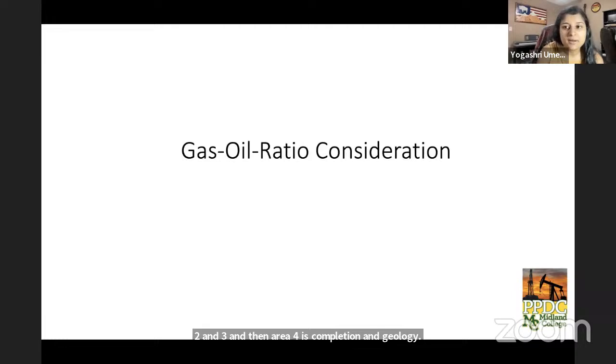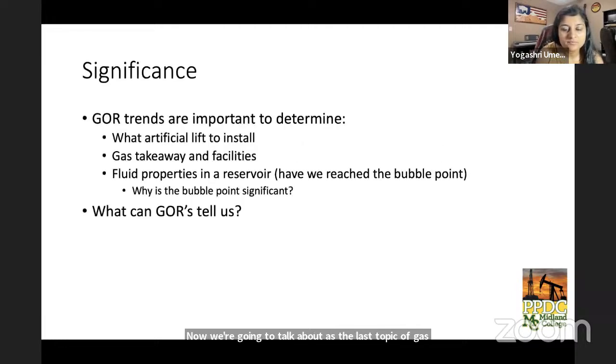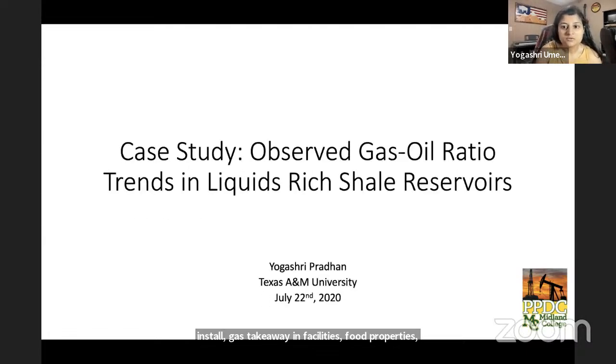Now we're going to talk about, as the last topic, gas to oil ratio considerations. So what is the importance of GOR? The importance of GOR is to determine what artificial lift to install, gas takeaway facilities, fluid properties in a reservoir, and then what can GORs tell us? So this is a case study.